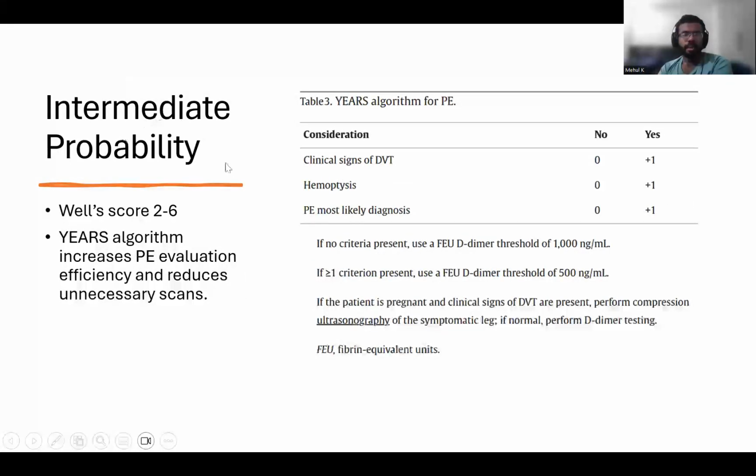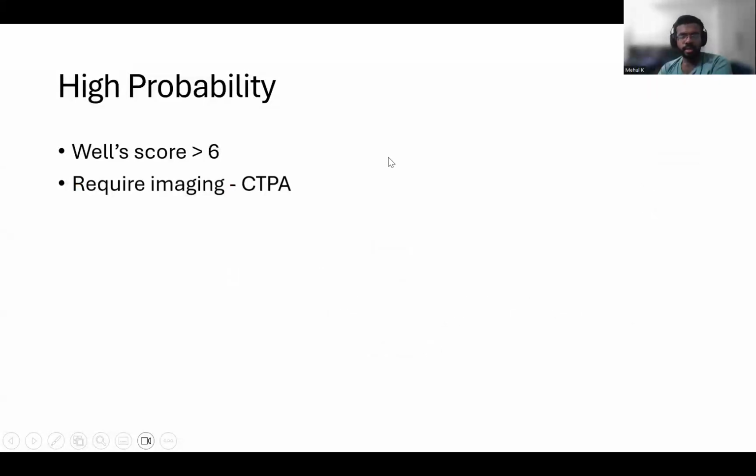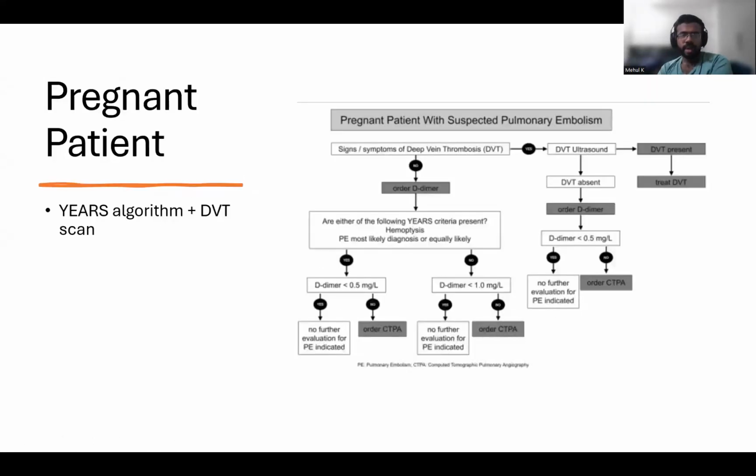Intermediate probability, that is when your YEARS algorithm will come into play, and the cutoff will vary based on whether the YEARS criteria is positive or negative. High probability, you're straight away going for the CTPA. A pregnant patient is going to have a slight modification of this.